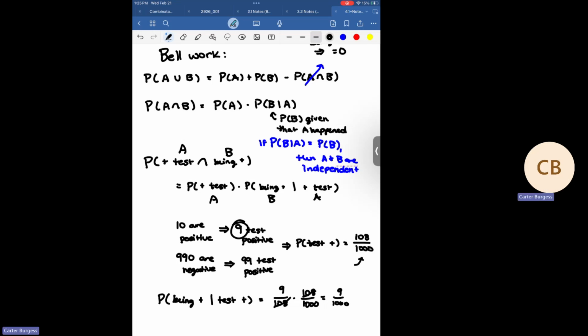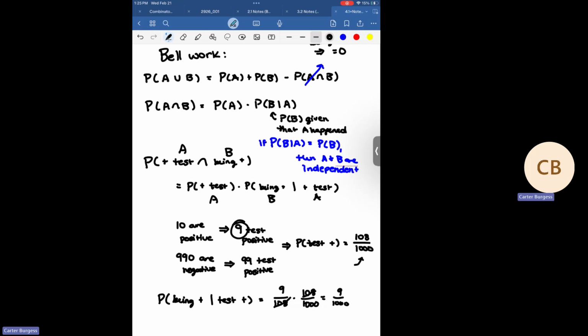So we have this incredibly accurate test, right? It gets the answer right 90% of the time. But if you are told that you in fact have a positive test result, then the chances of you actually having breast cancer are about 1 in 11. And that's just due to the sheer number of people who are negative versus the people who are actually positive.